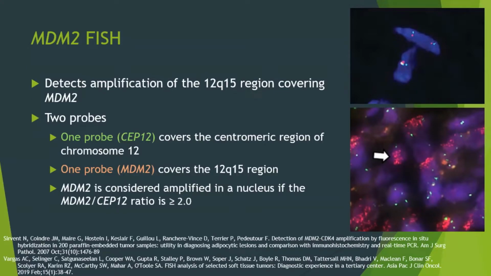Now, in an abnormal cell in which you would have MDM2 amplification, there would be a lot more of those orange MDM2 signals compared to the green signals, like you see in the picture on the lower right. The criteria varies from laboratory to laboratory, but in general, MDM2 is considered amplified in a cell if the ratio of orange to green signals, that is, the ratio of MDM2 to chromosome 12 centromeres, is more than 2.